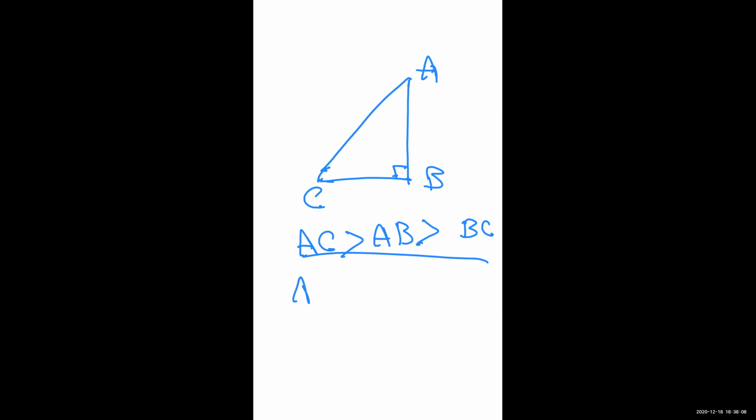I mean this triangle ABC. This one is right angle. So AC is the longest. AC is longer than AB and longer than BC. Okay. So AB is less than, of course, AC, right?